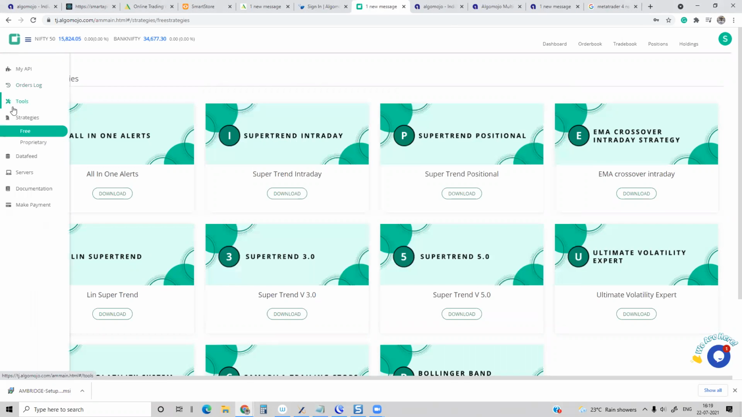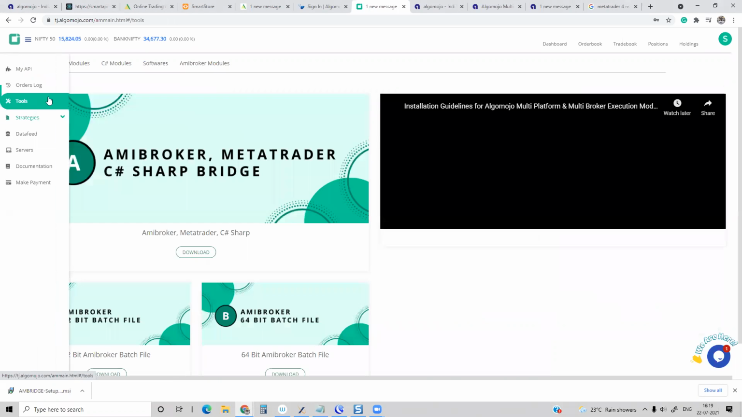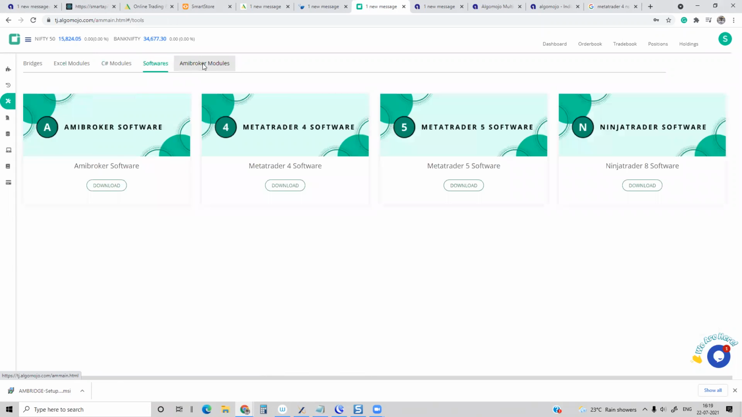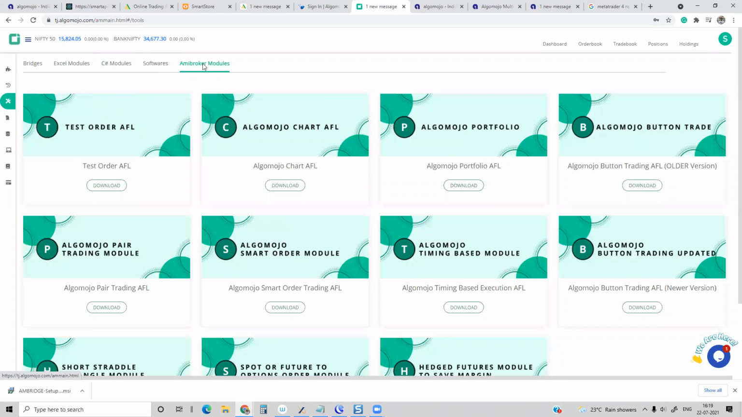All right, and then if you go to the tool section, you can find a lot more modules: Excel modules, C# modules, software modules, and AmiBroker modules. Going forward, we will be publishing more and more MetaTrader 4 modules as well. Those modules will be listed over here. We have already started working towards those things.